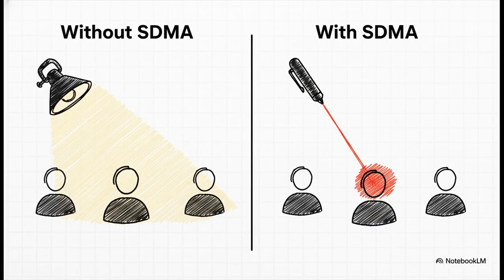And this really gets to the heart of the whole concept. It's the difference between using a giant floodlight that just illuminates an entire field versus using a laser pointer that hits one specific spot. By focusing all that signal energy only where it needs to go, SDMA wastes less power and, crucially, creates way less interference for everyone else.